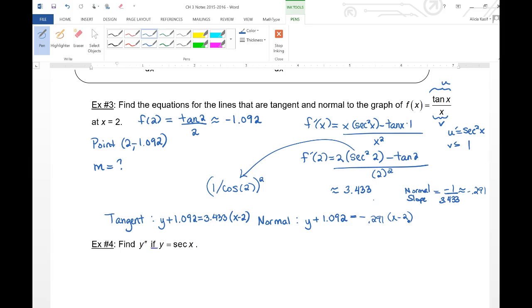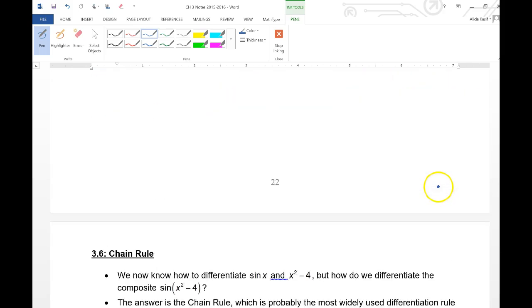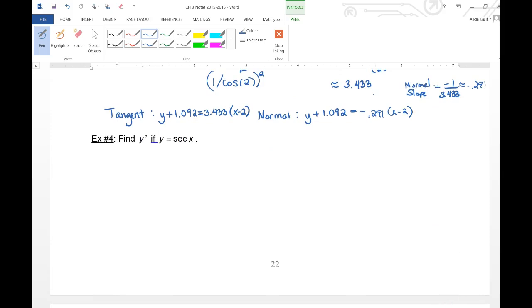Okay, next. Second derivative, I think this is the last one. Second derivative of secant. Anybody want to do that? Any volunteers? I'll do it. Do you want to try it at your seat first?